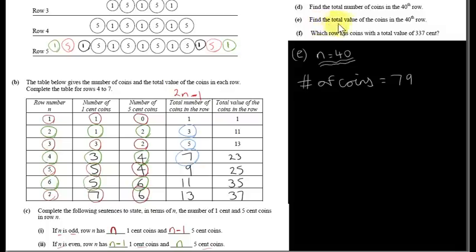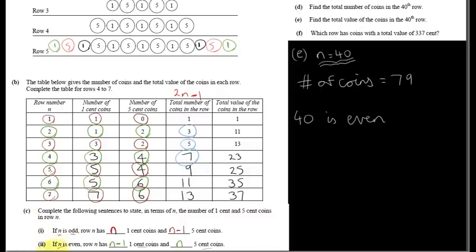Part E, find the total value of the coins in the 40th row. Okay, so n is 40. As we saw previously in part D, the number of coins in the 40th row is 79. So we need to know the values of those coins. Well, 40 is an even number.